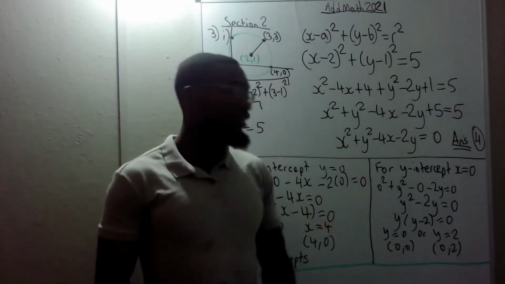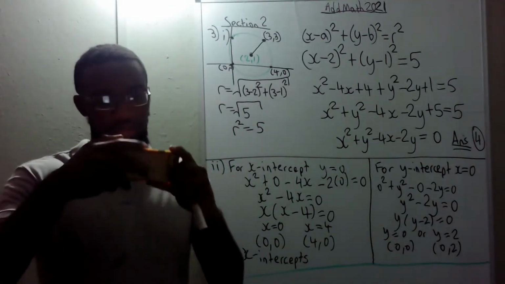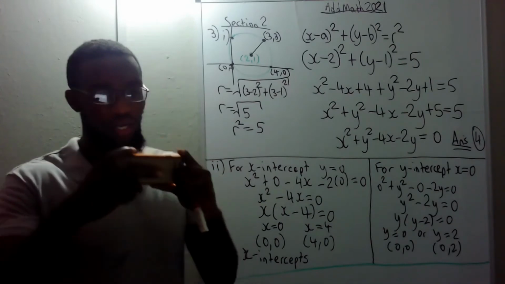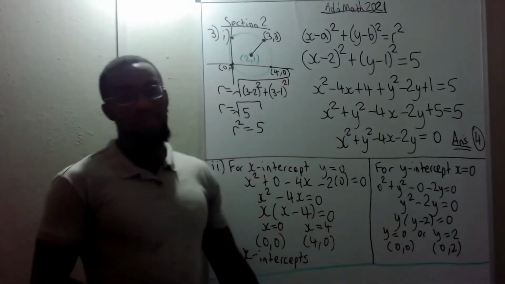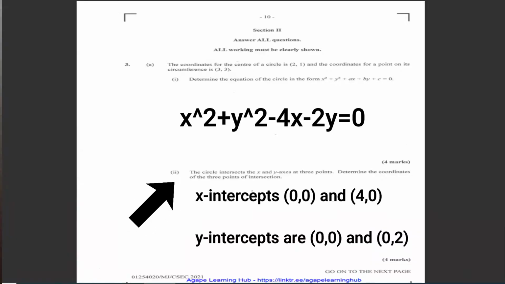That's it, guys. For each one of them, you get a mark. That's how you get the marks. It's 3 marks. For each one, you get your mark. That's it. Next.